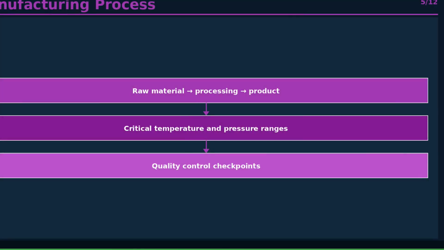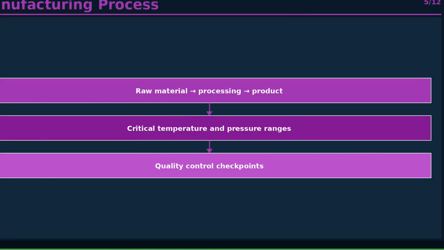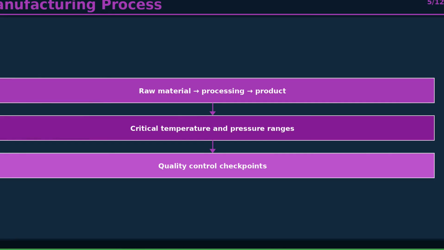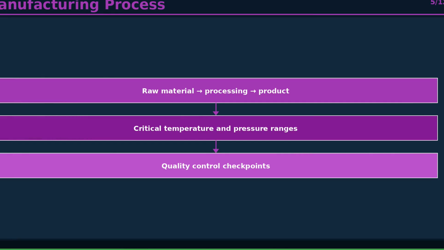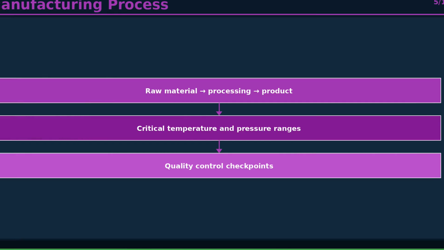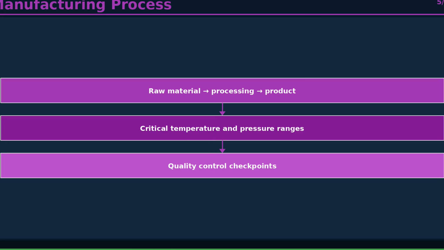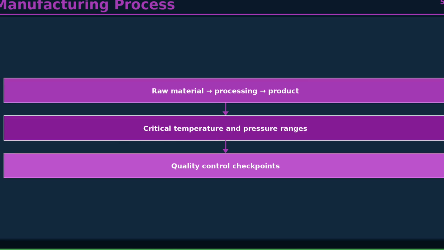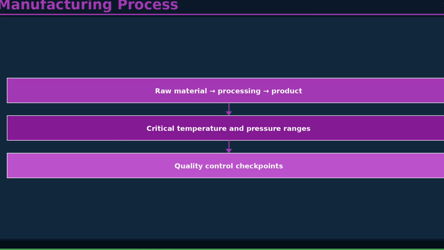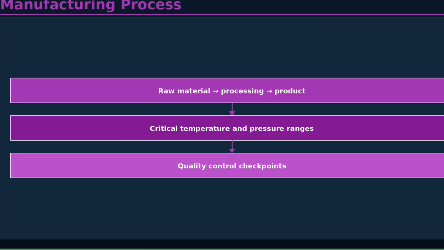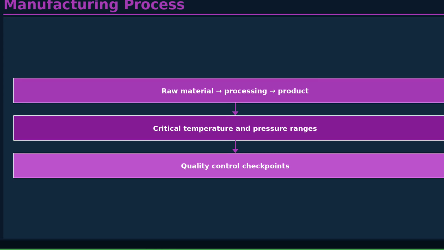The manufacturing process for CNC milling machine working principle begins with raw material preparation and conditioning. Precise control of temperature, pressure, and time at each step is critical for quality. Quality checkpoints at each stage prevent defects and ensure consistency.